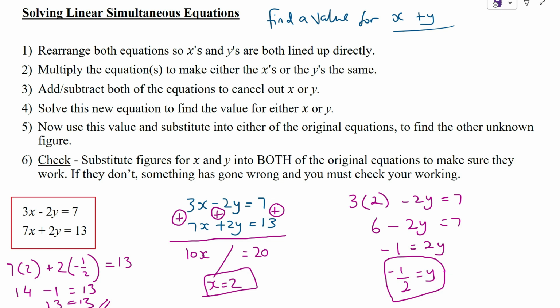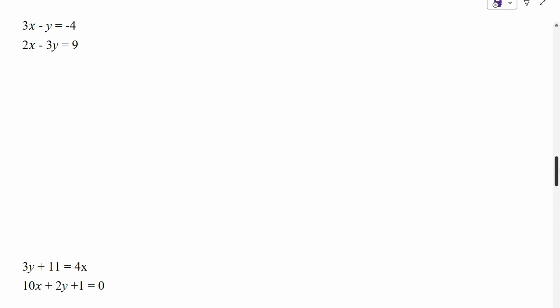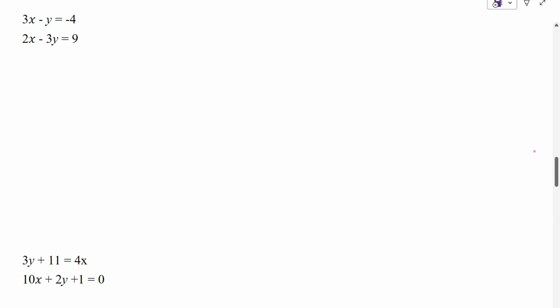Now, simultaneous equations is one of those topics where if you're able to do these checks and confirm that your values for x and y work in both equations, you know you've got the right answer confirmed. And if you've shown all your working out, you are guaranteed to get full marks. Okay, so now let's move on to some practice questions.